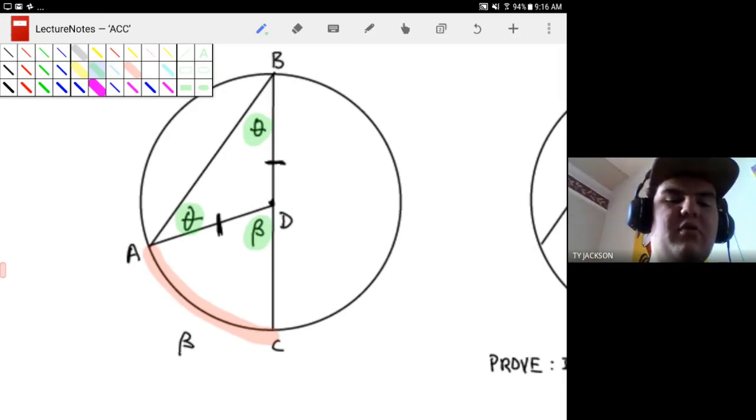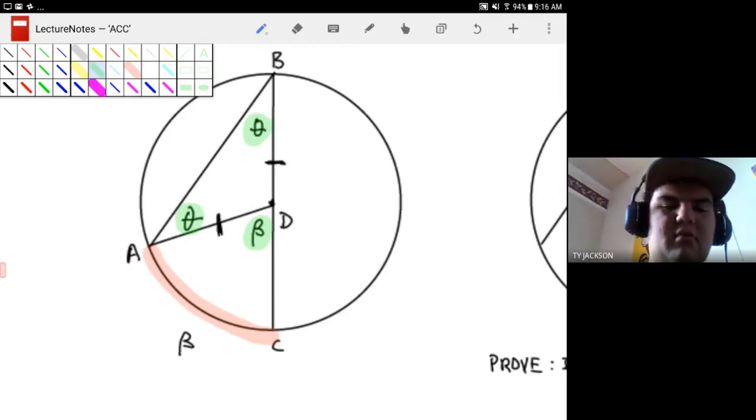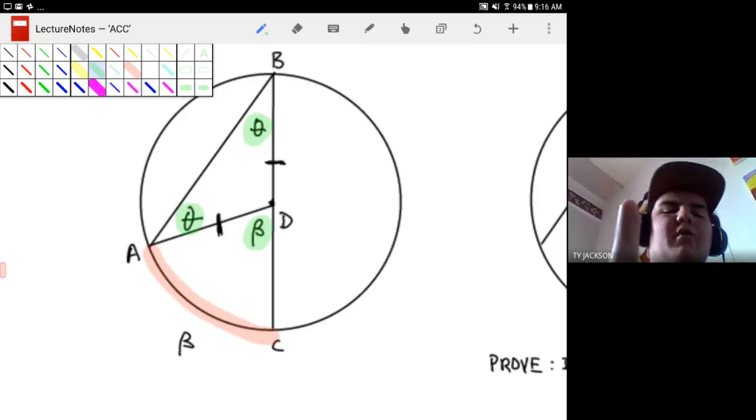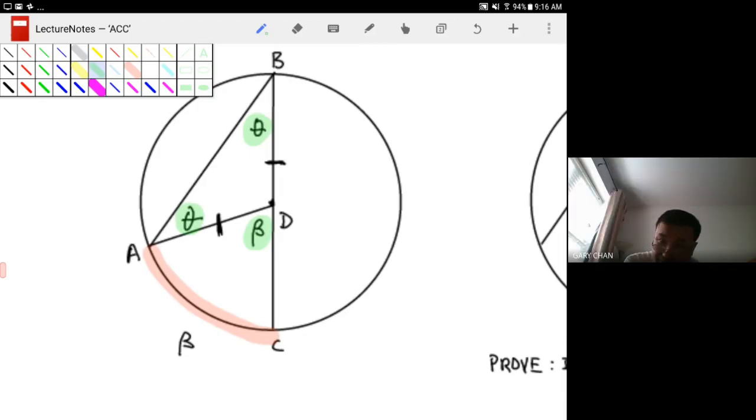So 2 theta plus beta will equal 180. That is not true. No. Well, 1 theta plus beta equals 180. I would agree that these things will add to 180 if they are on the same line, right? Wait, but beta equal to 90?